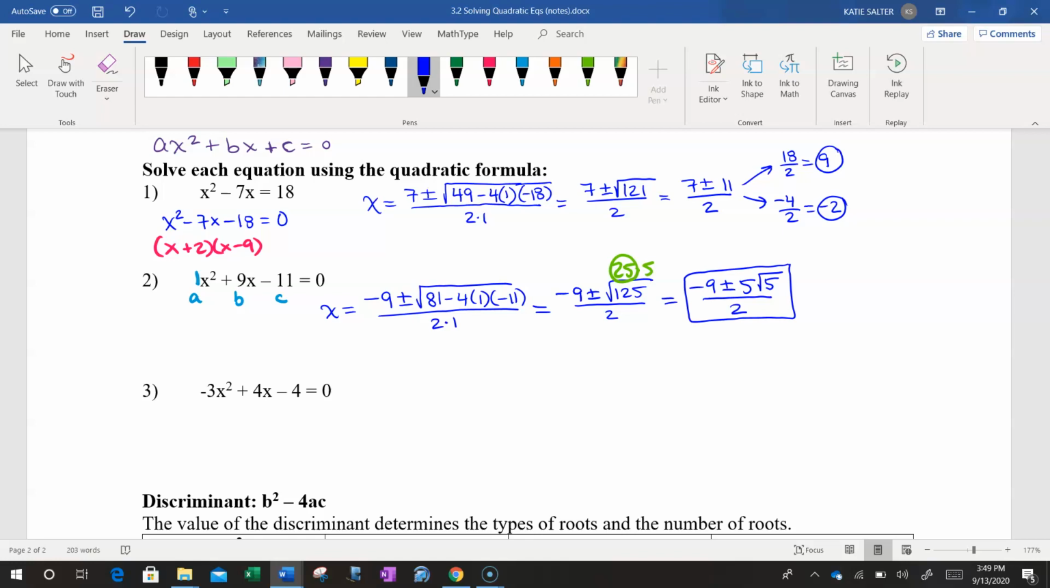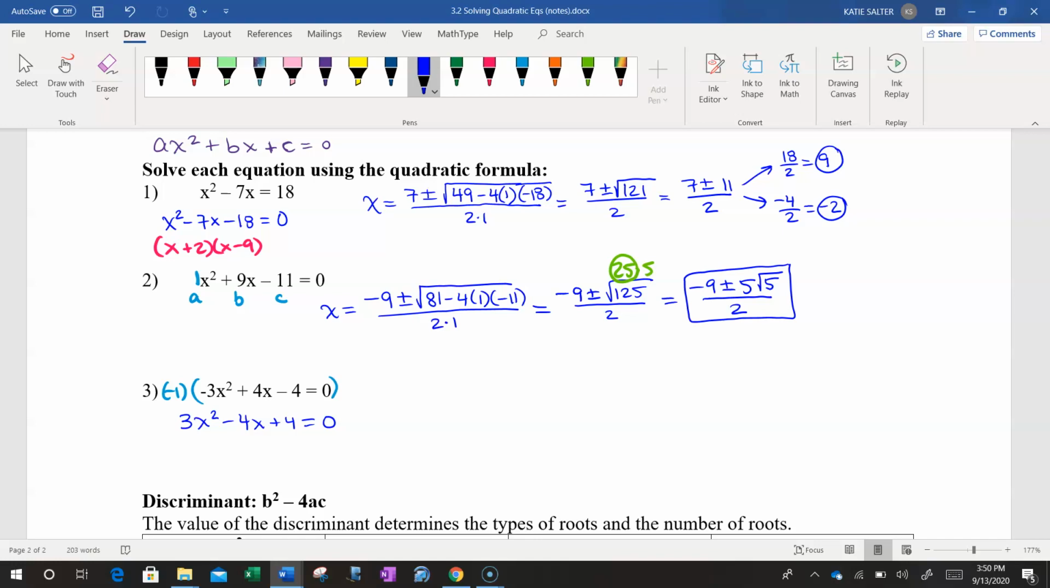All right. For the next one, I would multiply it by negative 1 first. It just makes it a lot easier if that leading coefficient is positive, because then you don't end up with a negative in the denominator. So if we multiply this whole equation by negative 1, we'll make that positive 3x squared minus 4x plus 4 equals 0. Now what I would like for you to do is pick out a, b, and c and use the quadratic formula. See what you come up with. When you're finished, start the video back.